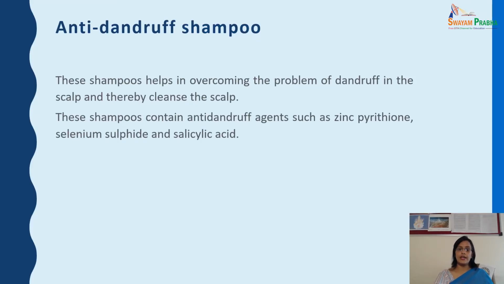So now moving to the anti-dandruff shampoo. Dear students, as I told you earlier in this module, there is the normal shampoo and the anti-dandruff shampoo. Normal shampoo has the normal ingredients, and anti-dandruff shampoo involves the addition of some other specialized ingredients which are used to treat dandruff. These shampoos help in overcoming the problem of dandruff in the scalp, thereby cleansing the scalp. Nowadays a number of anti-dandruff shampoos are available in the market which serve this purpose. This shampoo contains anti-dandruff agents such as zinc pyrithione, selenium sulfide, salicylic acid. You can also refer to our previous module on dandruff, where we have discussed in detail the dandruff and its treatment.